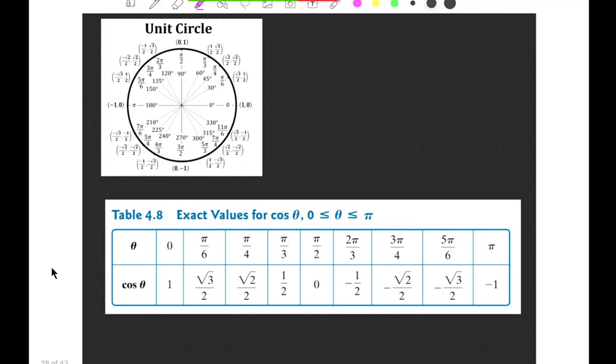So if I wanted to turn it into a table, when theta is 0, my x value is going to be 1, right? Pi over 6 is going to give me a cosine value of square root of 3 over 2. And then we're just going to keep going all the way around. Makes sense?